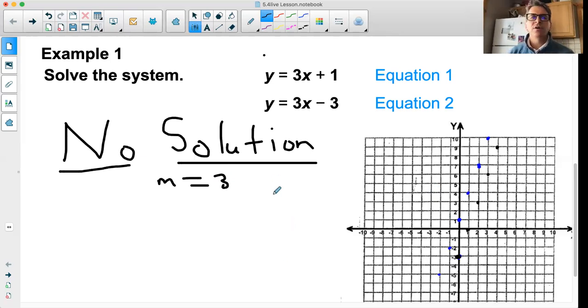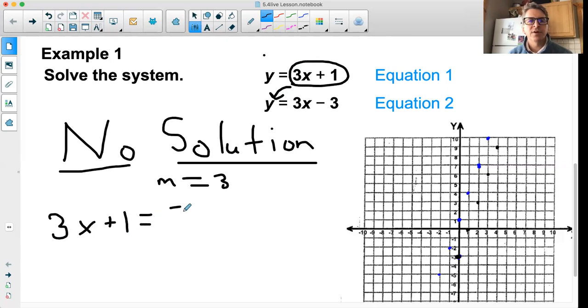Another method you could use, and the book highlights this, is substitution. Graphing is one technique, but you could also substitute this y, 3x plus 1, down into the second equation. So let's try that. 3x plus 1 equals 3x minus 3.